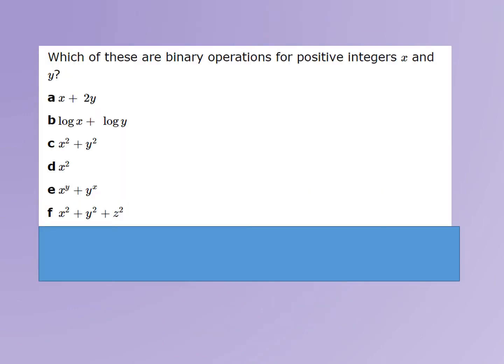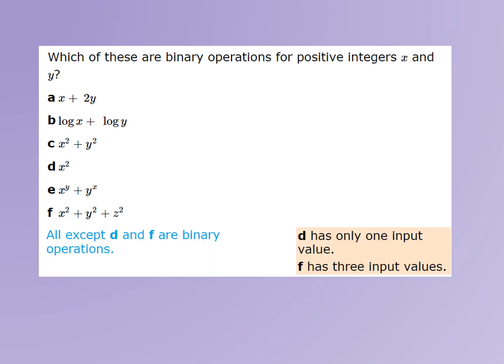Considering the set of positive integers, which of the following would be binary operations for two elements x and y? And the answer is that all of them would be binary operations apart from D, which only has one input value, whereas a binary operation must have two inputs, and F, which has 3 input values, so again would not be a binary operation.